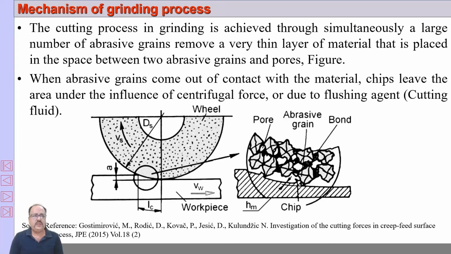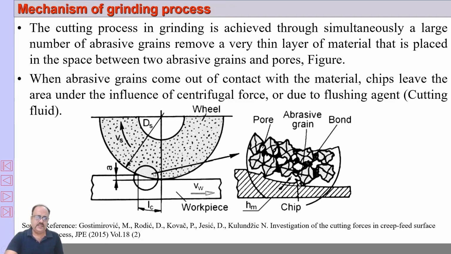Okay, so with this we will be discussing the mechanism of the grinding process. The cutting in a grinding wheel is obtained through simultaneous engagement of a number of abrasive grains, and you can see the distance here. The chip length will be the distance between the two grains, and as it passes out, by centrifugal force the chip will be thrown forward, or due to the flushing agent, the chip will be thrown forward.